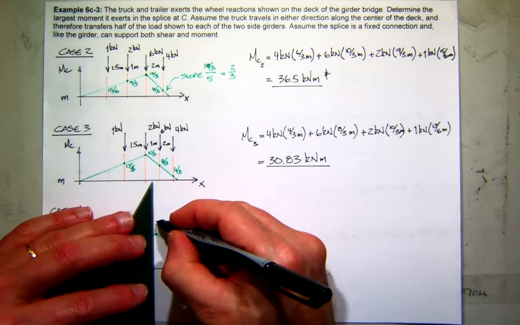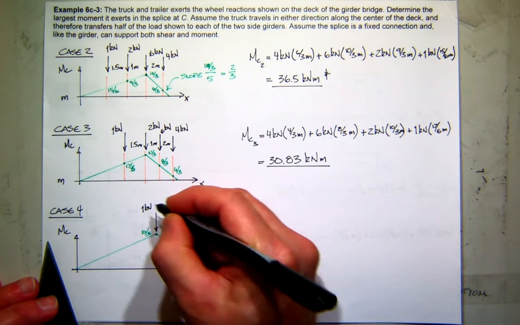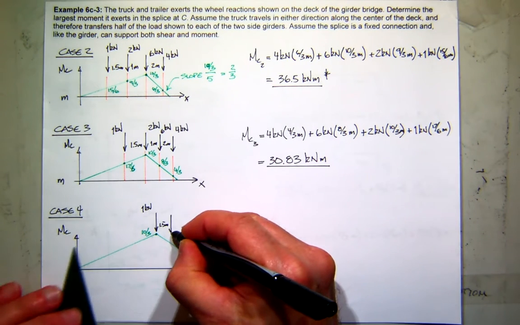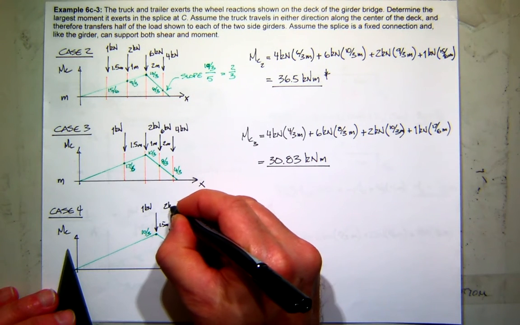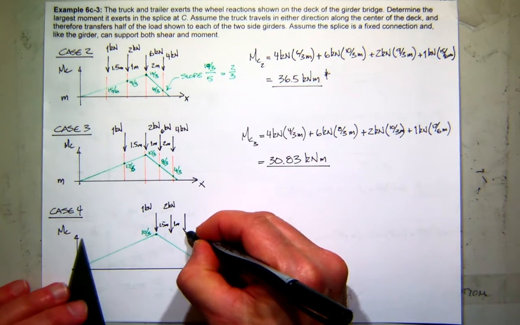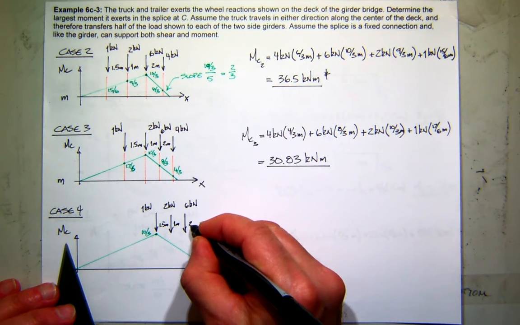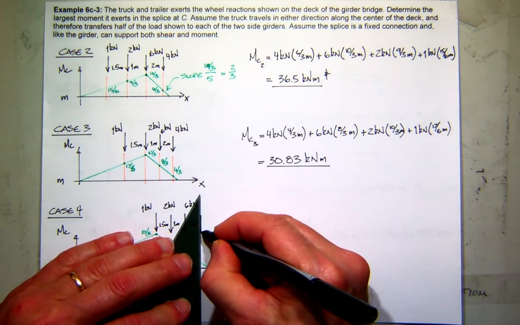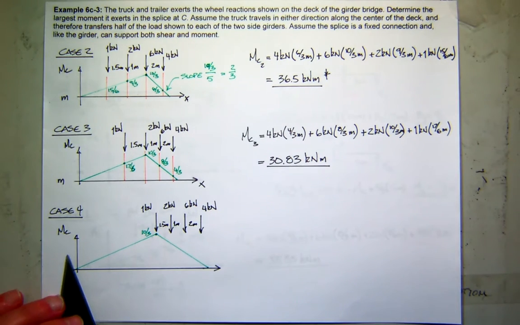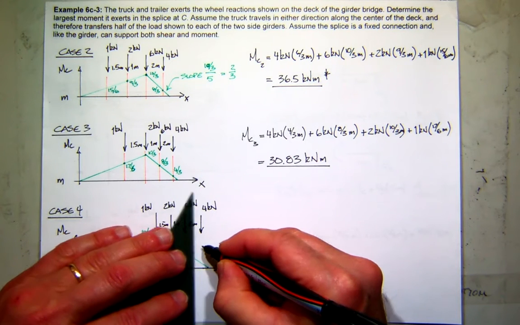So now the last load of our trailer shows up at the top. That's our 1 kilonewton. 1.5 meters forward is the 2 kilonewton. And then another meter is the 6. And then 2 meters is the 4. So now all of the ordinate values on the right side.